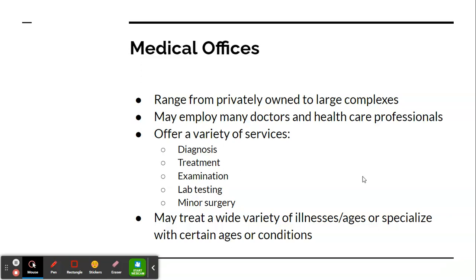And depending on the type of office, they're either going to treat a variety or range of illnesses or ages. So, for instance, a general practitioner or family doctor might see everyone from babies up until our elderly population, whereas there are other specialties that we have here in the United States, like pediatricians or gerontologists, that treat specific age groups, or oncologists or orthopedics that treat specific conditions.